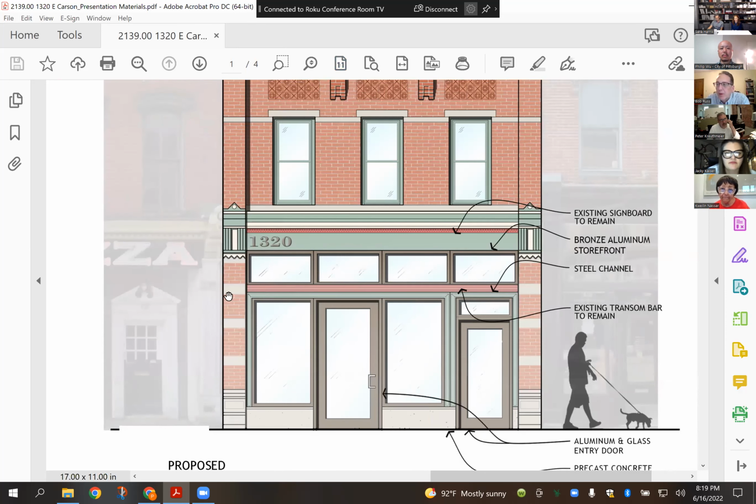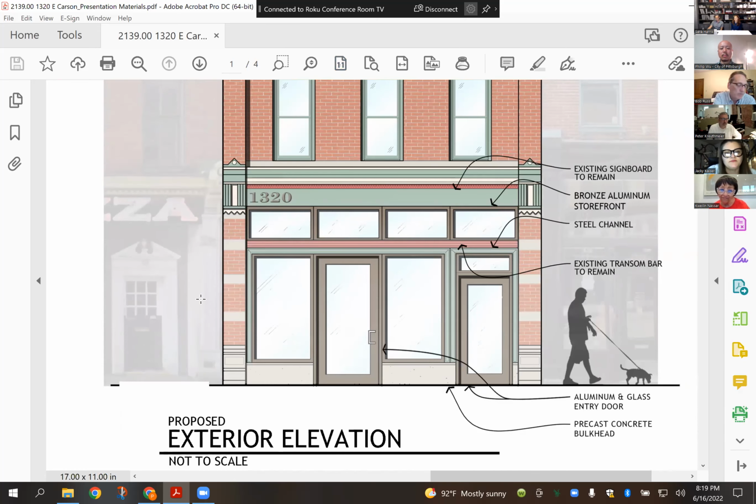Well, I'll answer the question first, and then I'll let Bob answer the question. So we are not proposing any wood. The only wood that would remain are the original elements. So this transom bar right here that's rendered in sort of a salmon pink color, and then the green and red signboard and brackets. Those are all wood, and those would be restored as such. All the other elements are proposed to be aluminum. There's a little metal channel that's sort of a light green, and that just fills out the space between the aluminum storefront system and the original elements of the building.